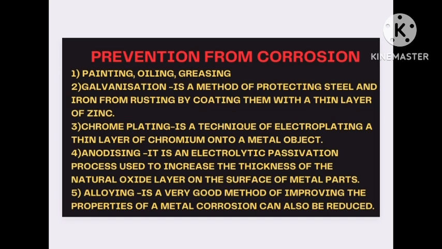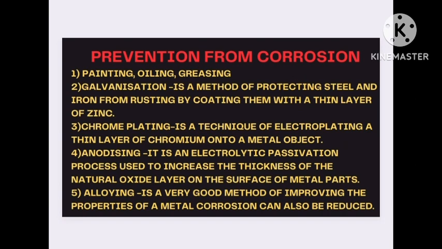Galvanization is a method of protecting steel and iron from rusting by coating them with a thin layer of zinc. The galvanized article is protected against rusting even if the zinc coating is broken. Next method is chrome plating. It is a technique of electroplating a thin layer of chromium onto a metal object. Next method we can follow is anodizing. It is an electrolytic passivation process used to increase the thickness of the natural oxide layer on the surface of metal parts. Last method, fifth one, is alloying.